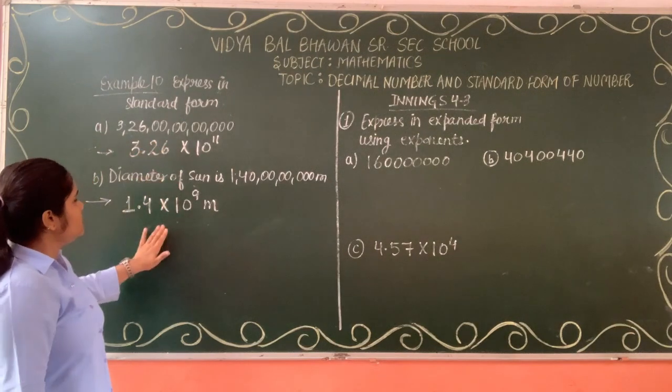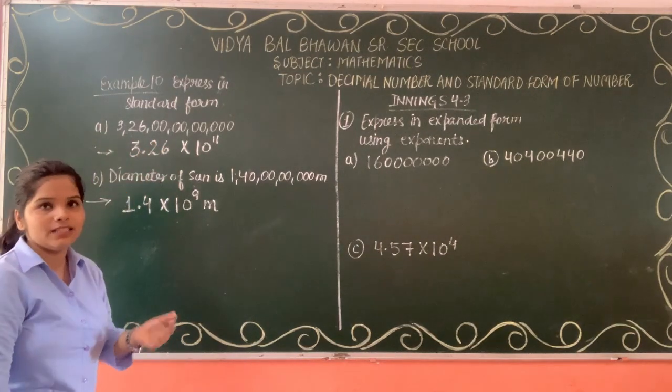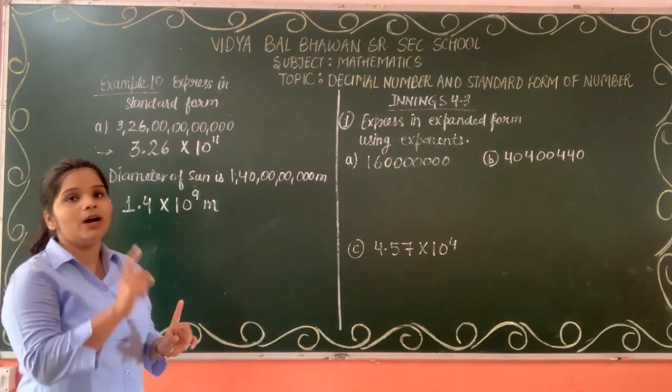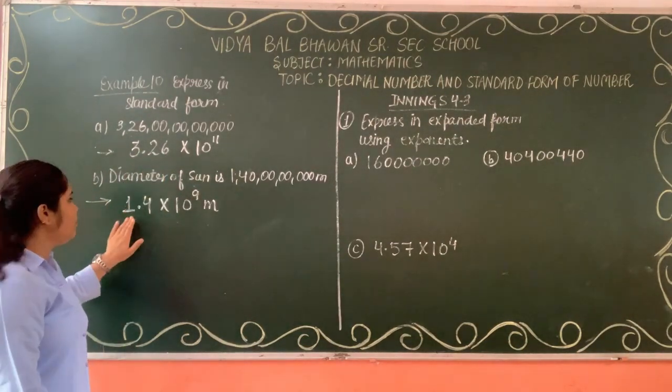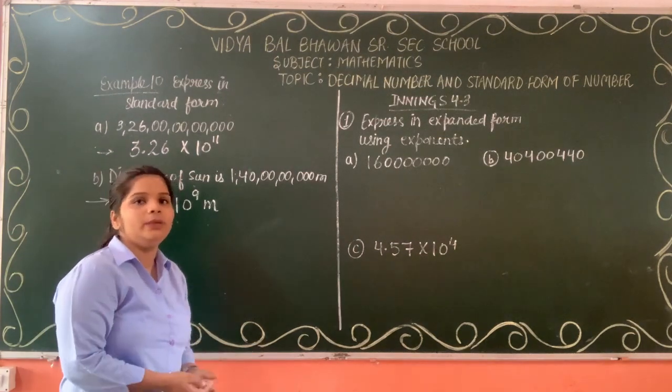You can see in the standard form as well that the decimal numbers are lying between 1 and 10 only. 3.26, it's between 1 and 10. 1.4, it's also between 1 and 10.